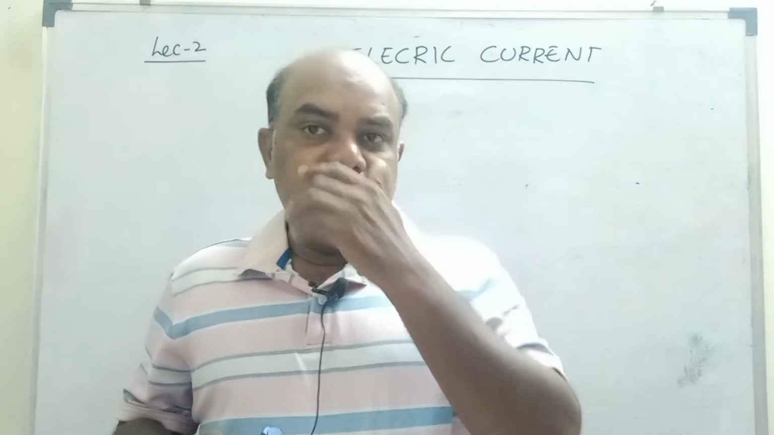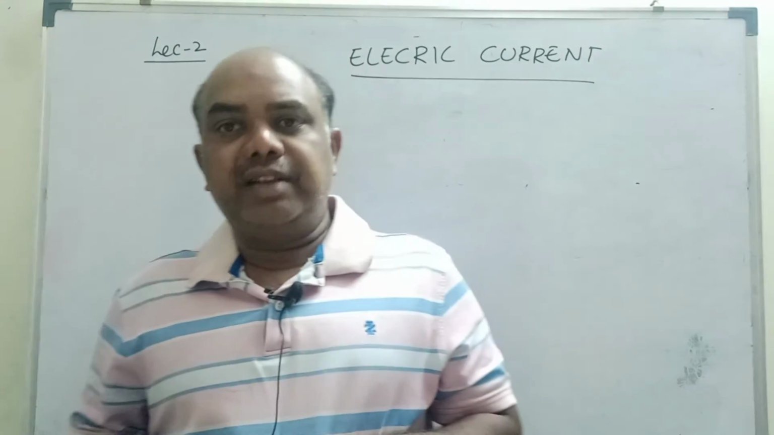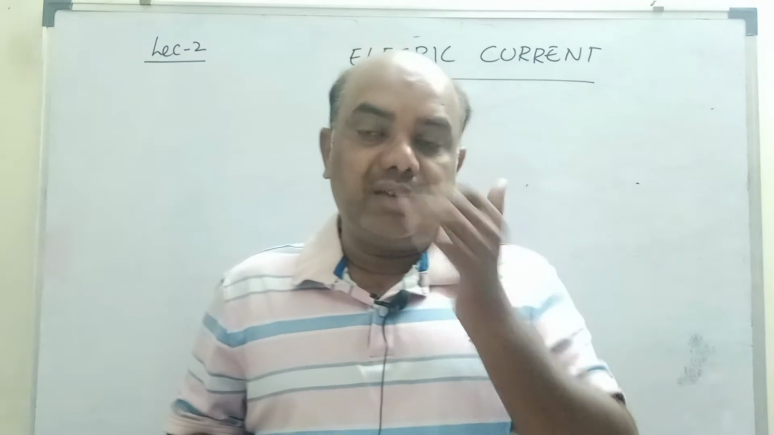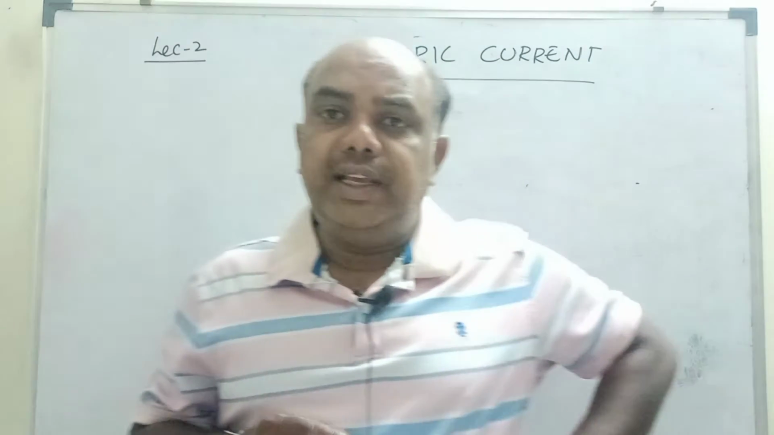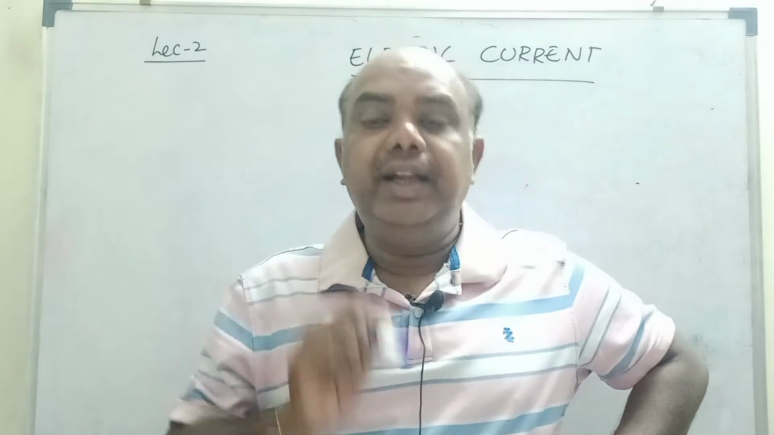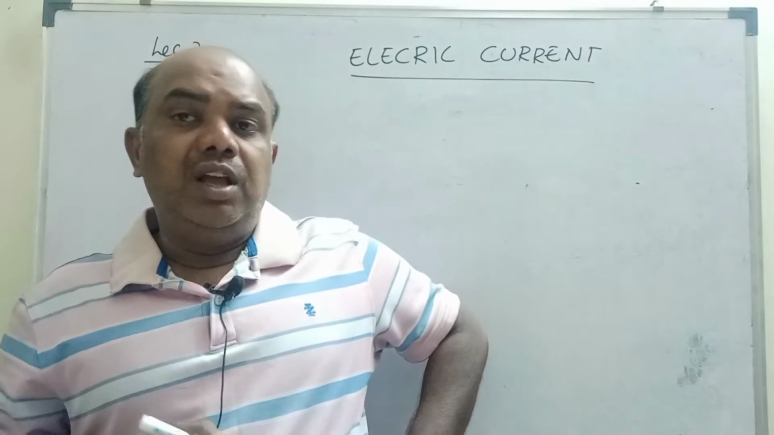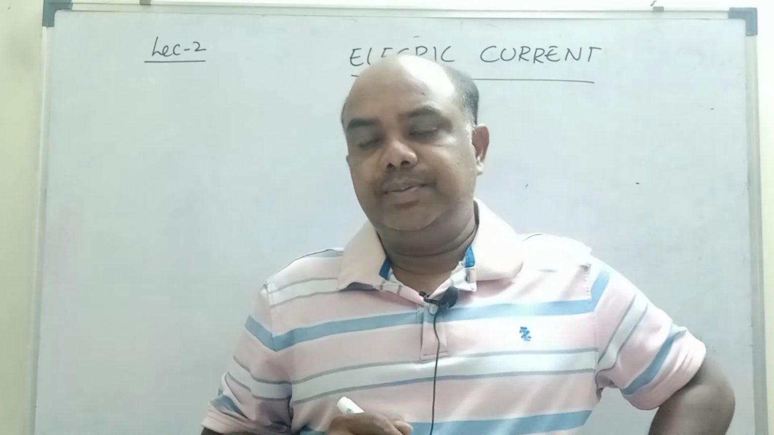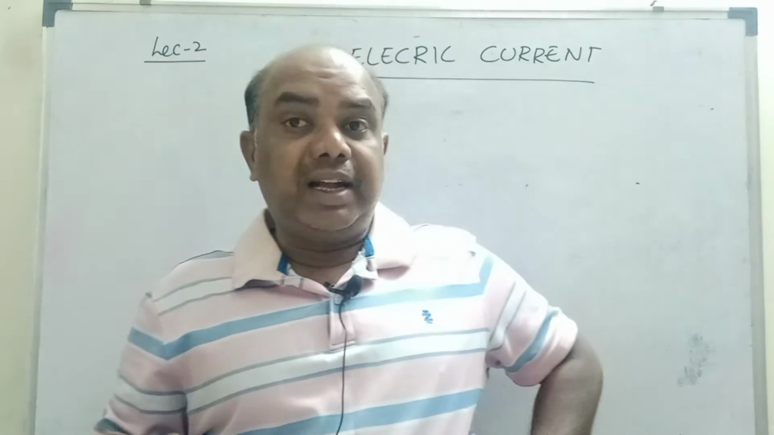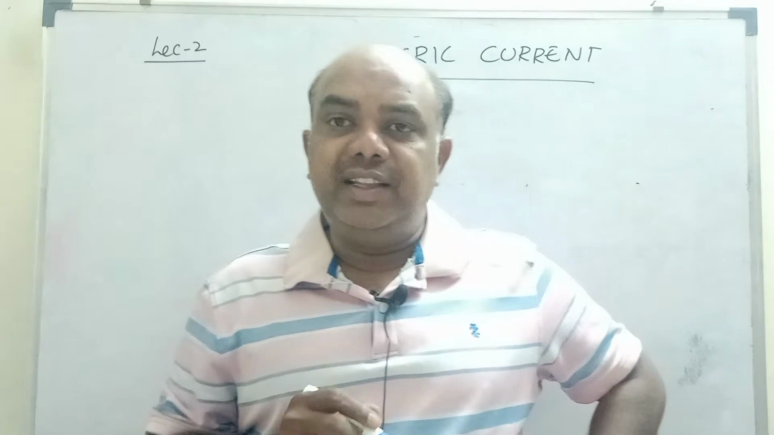In the previous class, lecture number 1, I explained three definitions related to electric current: current, potential difference, and resistance. In this session, we are going to see what is meant by electric field, what is the direction of current, why current direction is opposite to the direction of electrons, and what is meant by current density. All these things I will explain in this session.